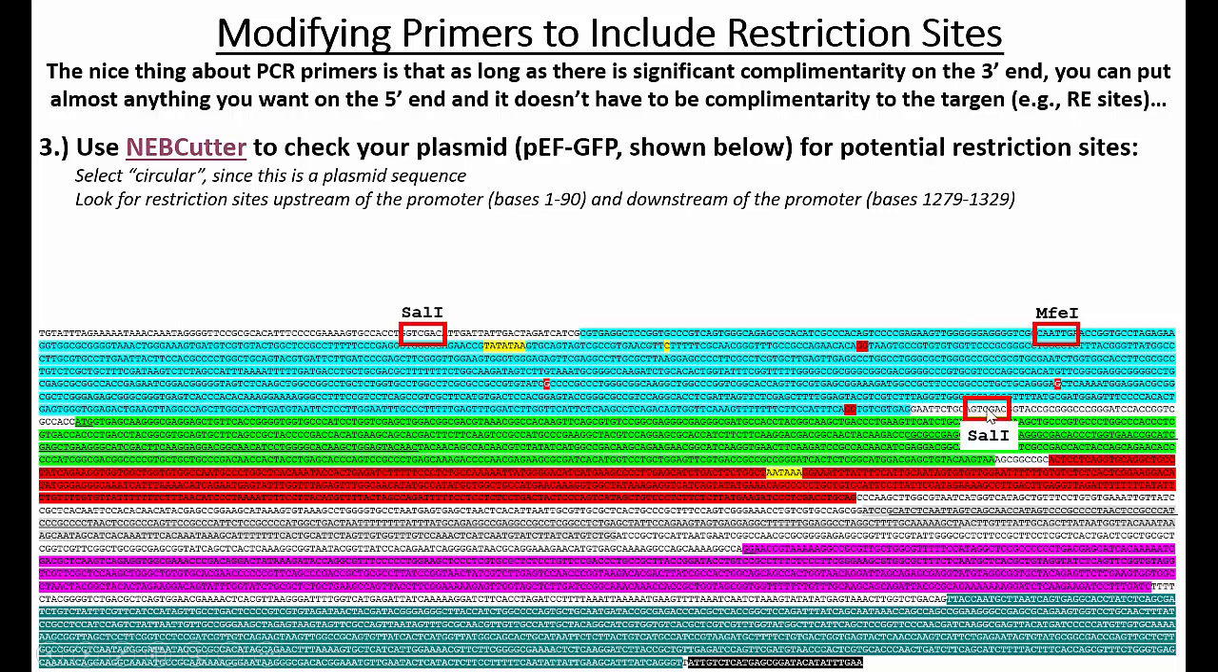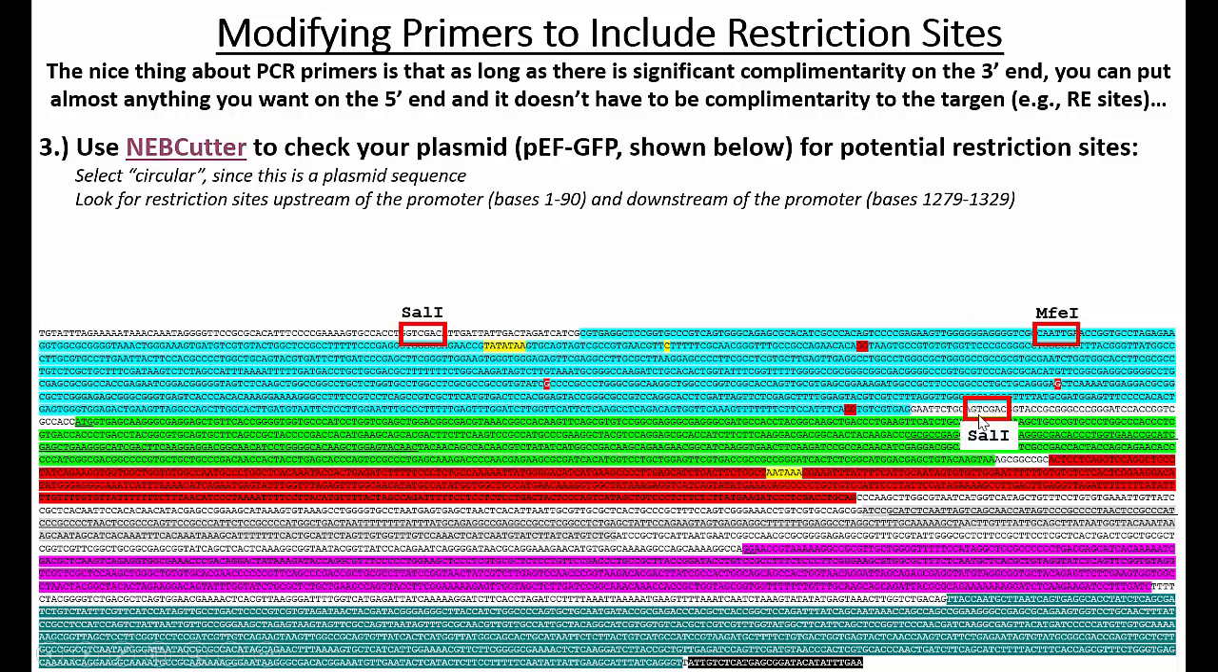But for now, this worst case scenario, it looks like I might still have to use SAL1 to cut, at least upstream of the promoter. And then what I would hope for is that I can find additional restriction sites down here after this other SAL1 site that would allow me to prevent this plasmid from linking back to itself.